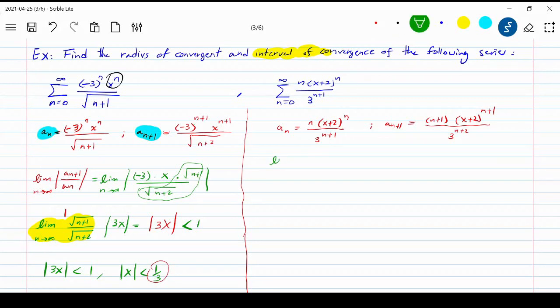What is the limit as n approaches infinity of the absolute value of a_(n+1) divided by a_n? And if we calculate that, this is the limit. Again, I'm going to skip ahead a bit. You can do the divisions and simplification yourself. The (x+2)^n and (x+2)^n will cancel out. 3^(n+1) and 3^n will cancel out. There is one 3 left here when you do the division.